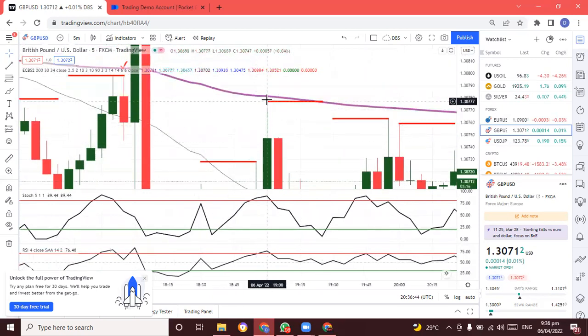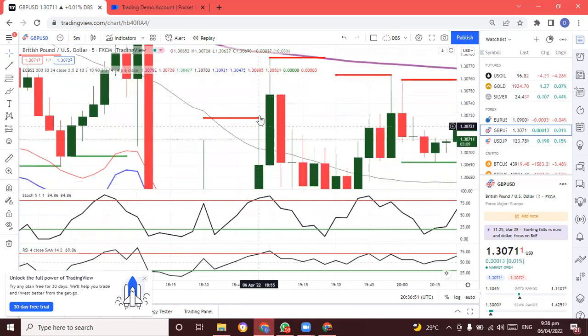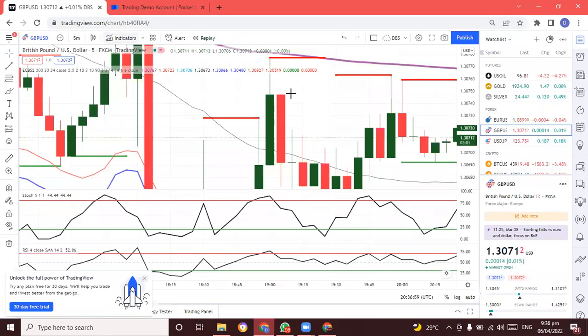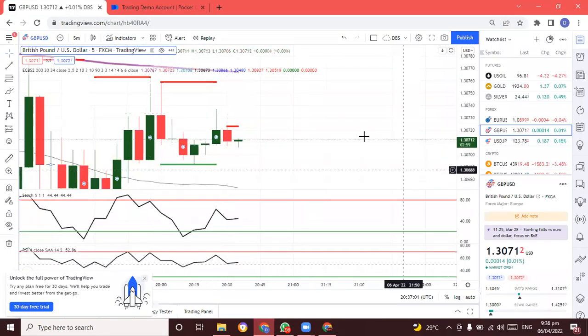This green, can you see that it touched the red area? Stochastic touch, RSI touch. What happened to the next candle? It sold. See, it's as simple as here. Good. Let's look at which trade is almost ready now.